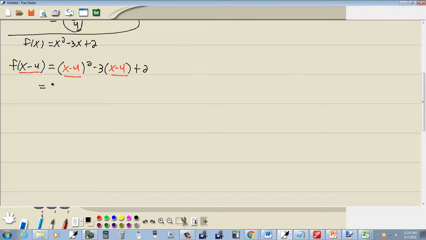Now, x minus 4 squared is x minus 4 times x minus 4. Now here, the negative 3, that's a distributive property. Negative 3 times x is negative 3x, and negative 3 times negative 4 is a positive 12, and then I'll bring down the plus 2. I want to multiply these together. So I'll take my first term here, the x, and multiply times each term over here. And then I'll take my second term, the negative 4, and multiply times each term over here.